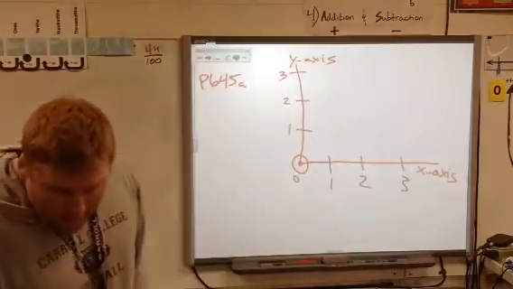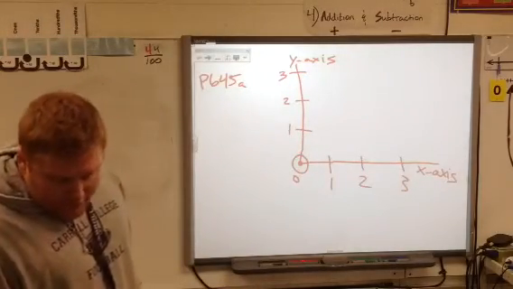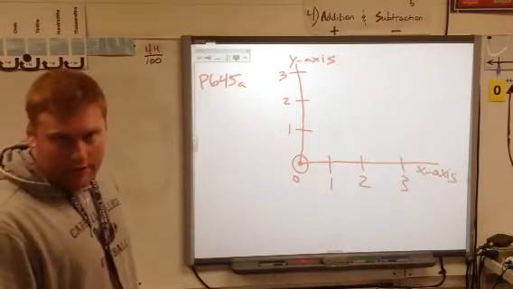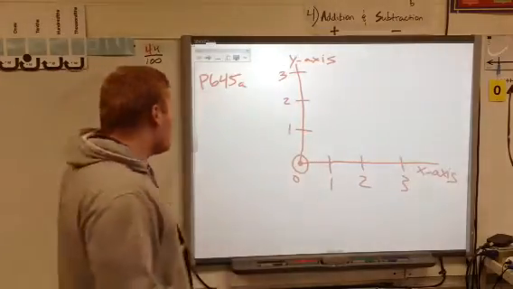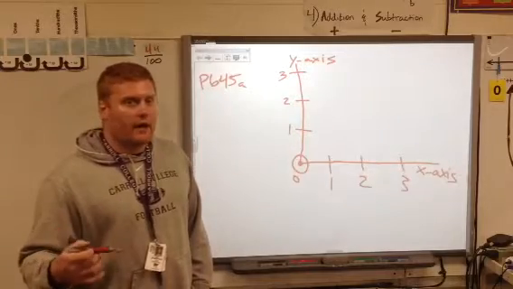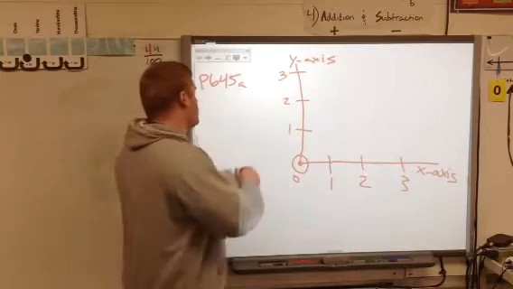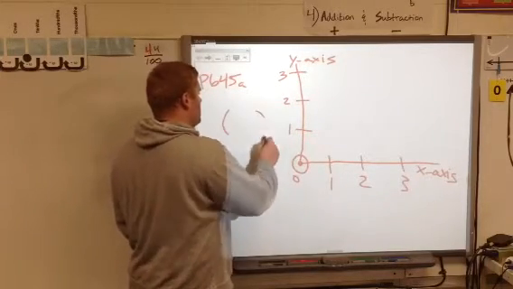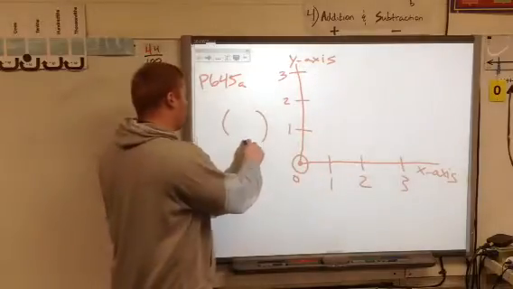Okay? Now, in there, you'll notice that you have an x-coordinate and a y-coordinate. Okay? Well, we get these coordinates when we use ordered pairs. Okay? So when I say ordered pairs, I am talking about something that looks like this in a bracket.